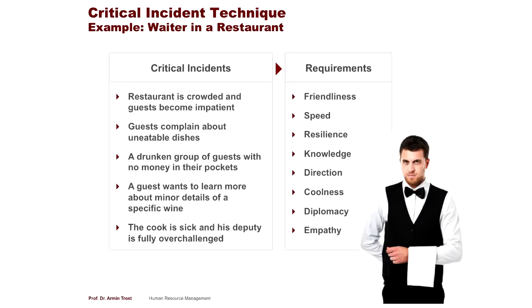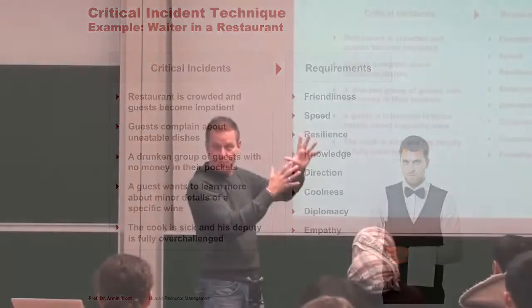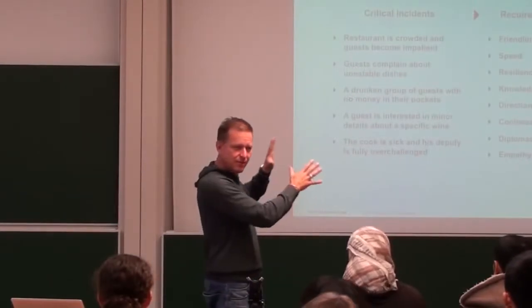You have to have a level of direction. Yeah, you must lead people. You must show a certain level of coolness, diplomacy, empathy. So you can tell from all these different incidents what is required to be successful as a waiter. Right? This is a very simple example.